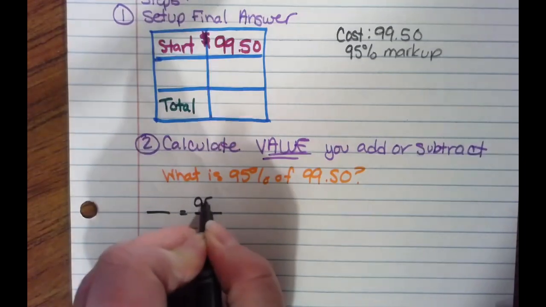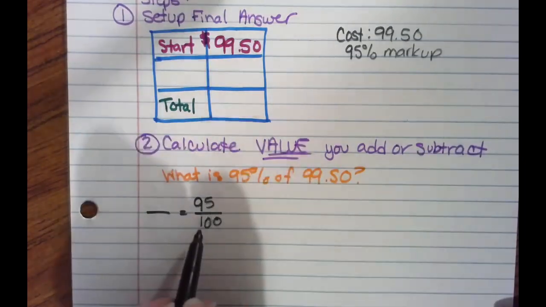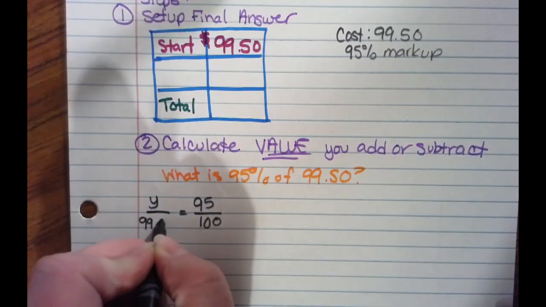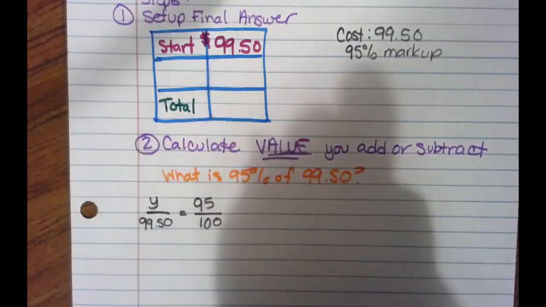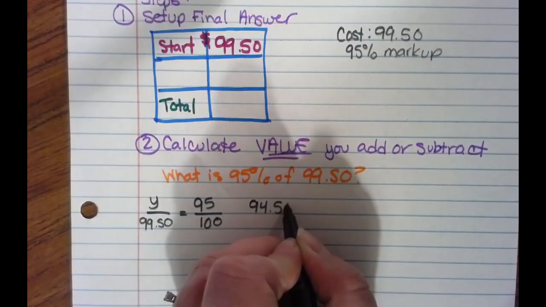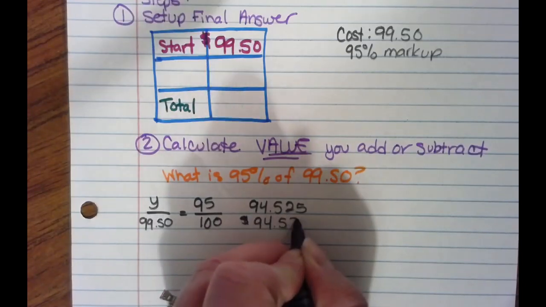When we want to find 95% of any number, we set up a proportion with 95 over 100, because that's what 95% would be. We don't know what our final value is, but we know we're starting with 99.50. So we can cross multiply and divide this, and we would get 94.525, which turns into 94.53.